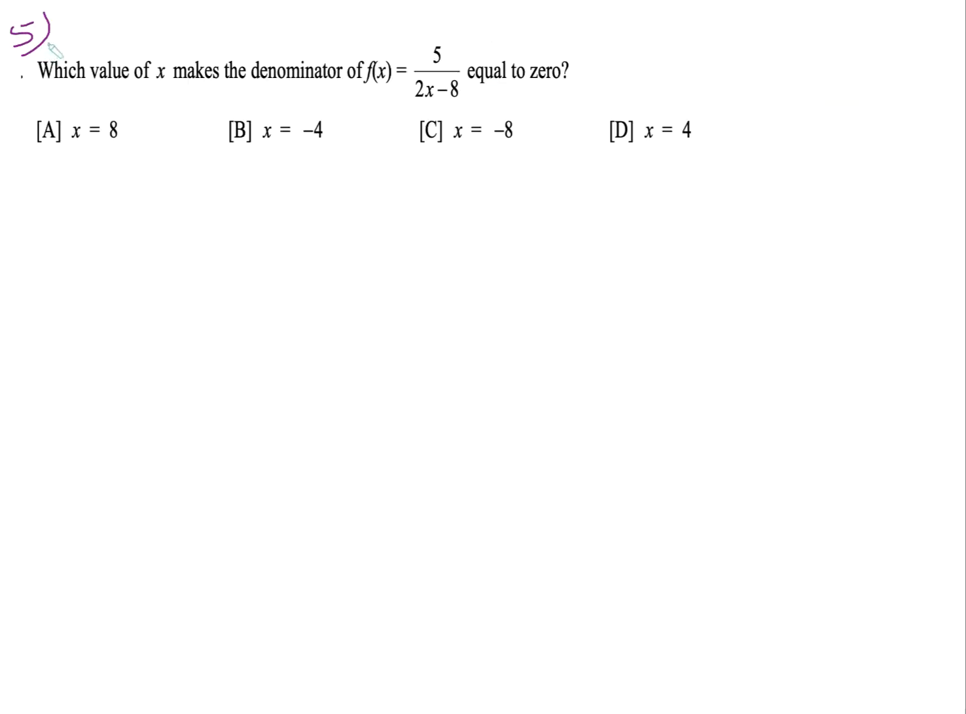Last example, number 5, which value of x makes the denominator of f of x equals 5 over 2x minus 8 equal to 0? Again, this is another wording of undefined. And they're helping us out. They said, make the denominator equal to 0. Your denominator is 2x minus 8, and we want to know what value of x makes it equal to 0. We're going to solve for x. This is a two-step.